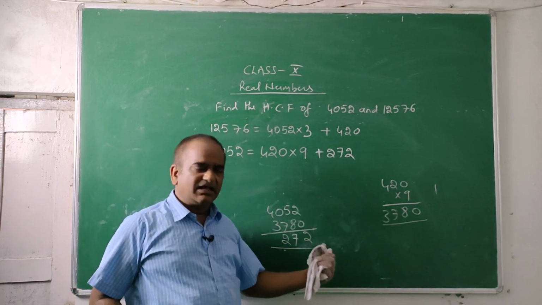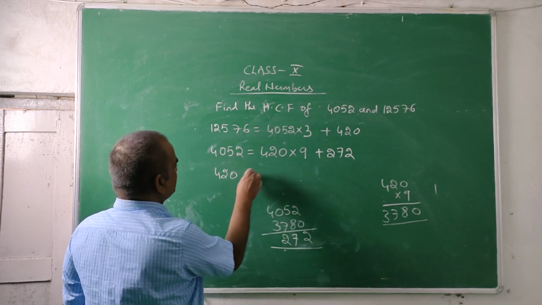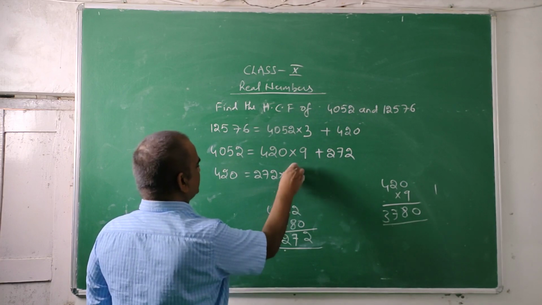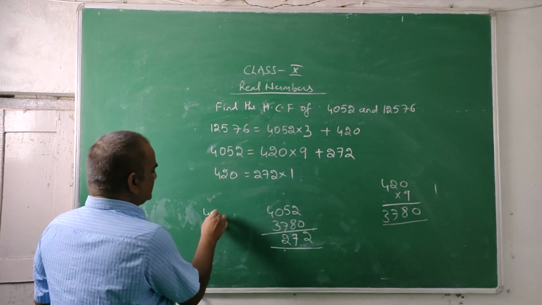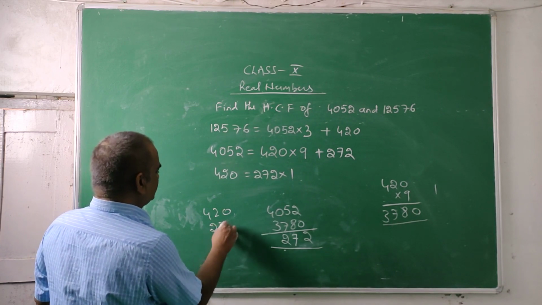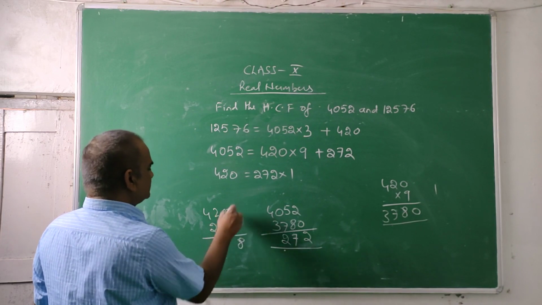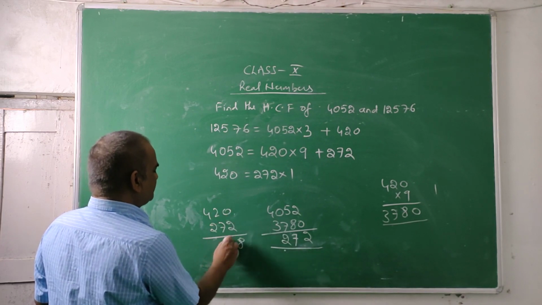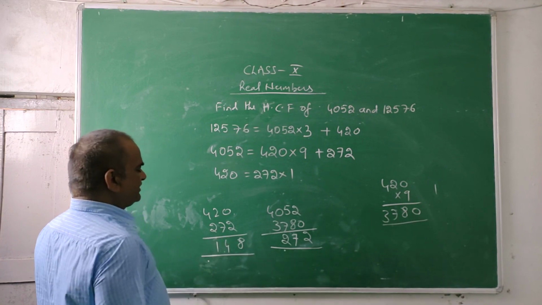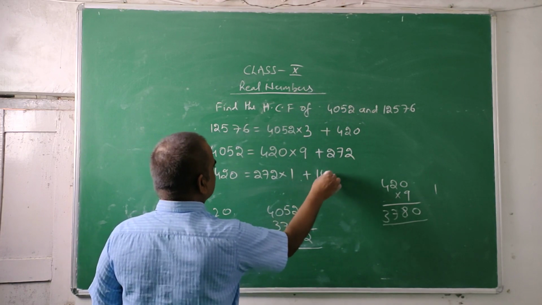Did you understand? Next, 420 is equal to 272 into 2. You cannot go. So 272 into 1. Now from 420, subtract 272. So 10 minus 2, 8. So 1. 11 minus 7, 4. Right? 3 minus 2, 1. So you get 148. So plus 148.